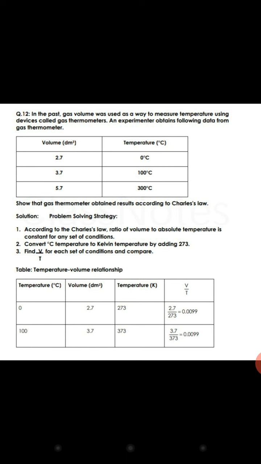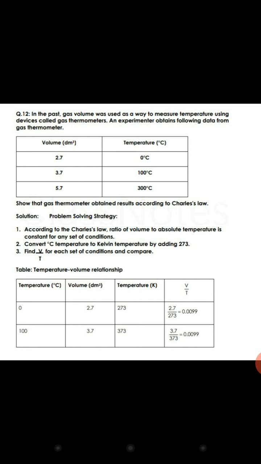In the past, gas volume was used as a way to measure temperature using devices called gas thermometers. An experimenter obtains the following data from the gas thermometer. The data has been shown here in the table. You can see the volume is 2.7, 3.7 and 5.7, and the temperature is 0, 100 degrees and 300 degrees.